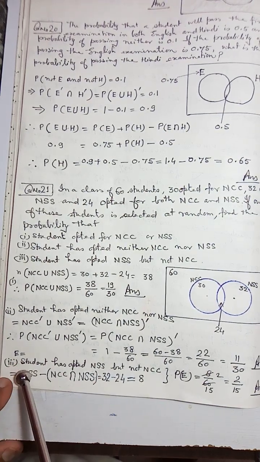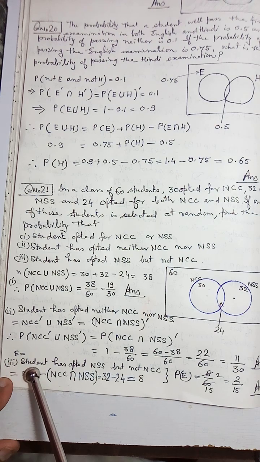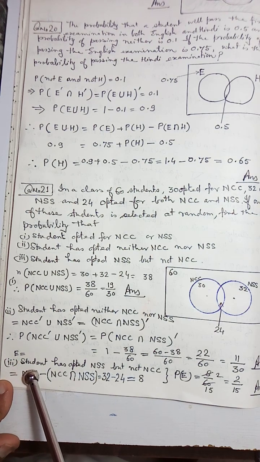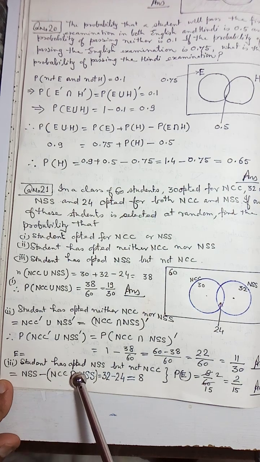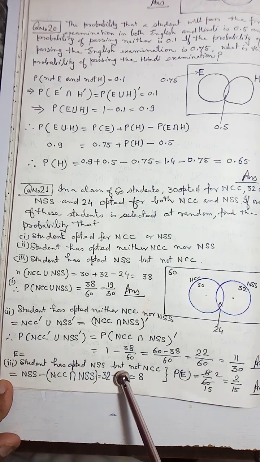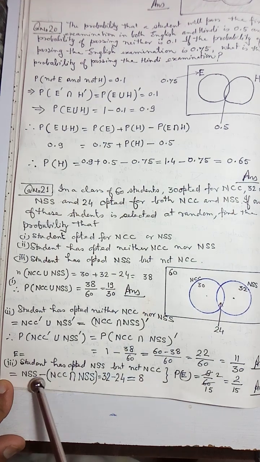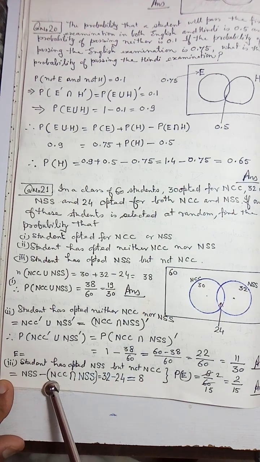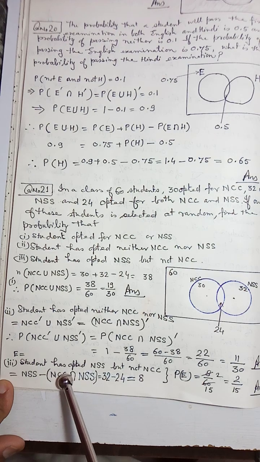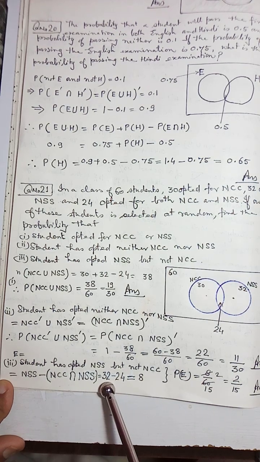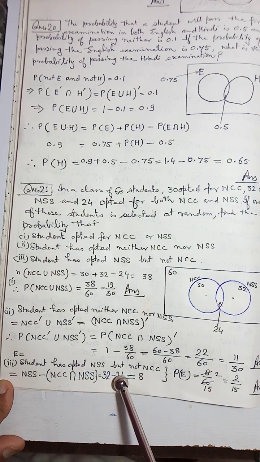Now let us proceed for this. Let E be the event which represents the student has opted NSS but not NCC. That will be equal to NSS minus NCC intersection NSS. That will be equal to further 32 minus 24.